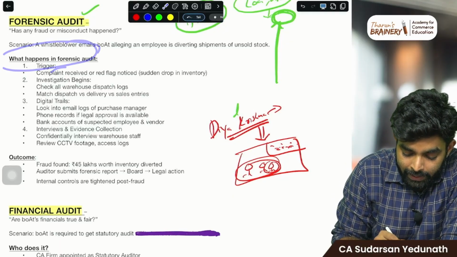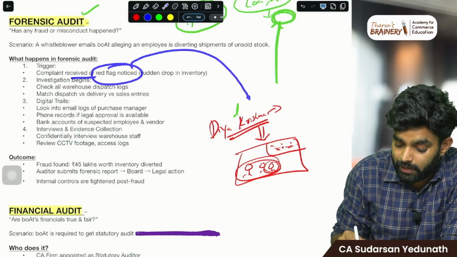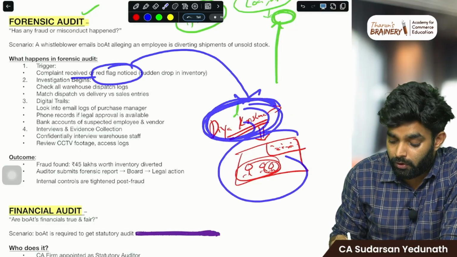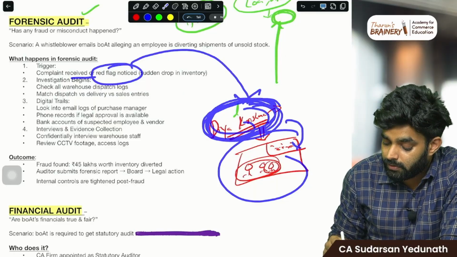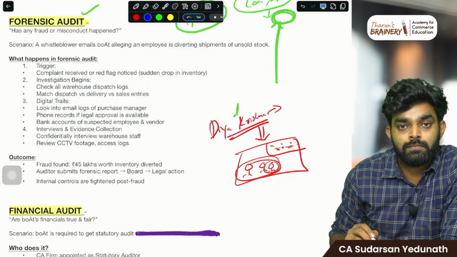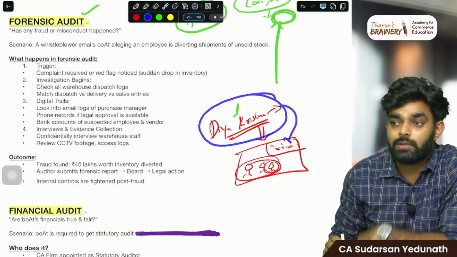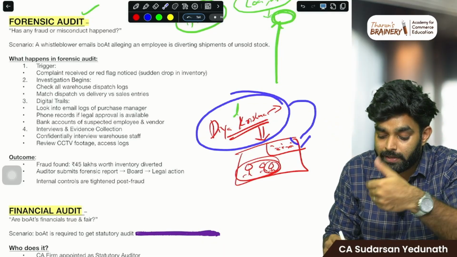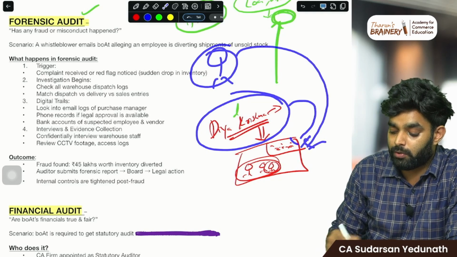What happens in forensic audit? A trigger, a complaint is received, a red flag is noticed. Here, she doesn't know whether a fraud occurred or not. She just knew the inventory is missing. No sale happened, but the stock is missing. That is a red flag. When a red flag happened, she called the forensic auditor. He'll come and do the audit.